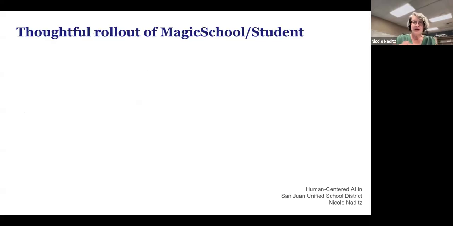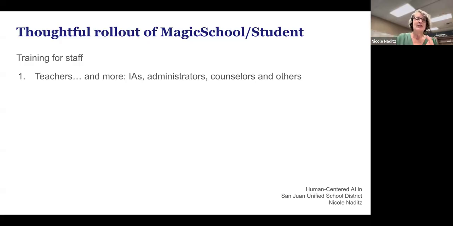Now, as we think about supporting the rollout of Magic School and Magic Student, believe it or not, this is all still leading up to this human-centered AI idea. We didn't just buy a license and then release it upon our district and say, here you go, have fun. We provided training for staff, and that looked like a lot of things. First of all, staff isn't just classroom teachers. We include IAs, administrators, counselors, and others because a variety of staff are using Magic School to support their work with students and to really meet the unique and individual needs of students in the context of the work that those staff members do.